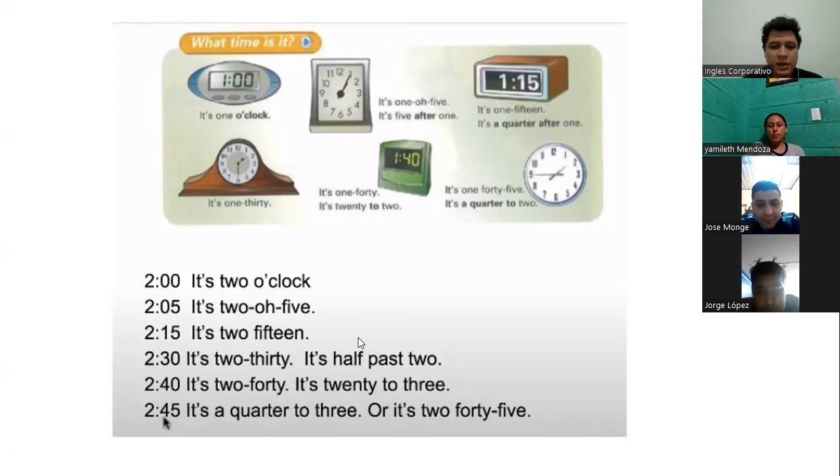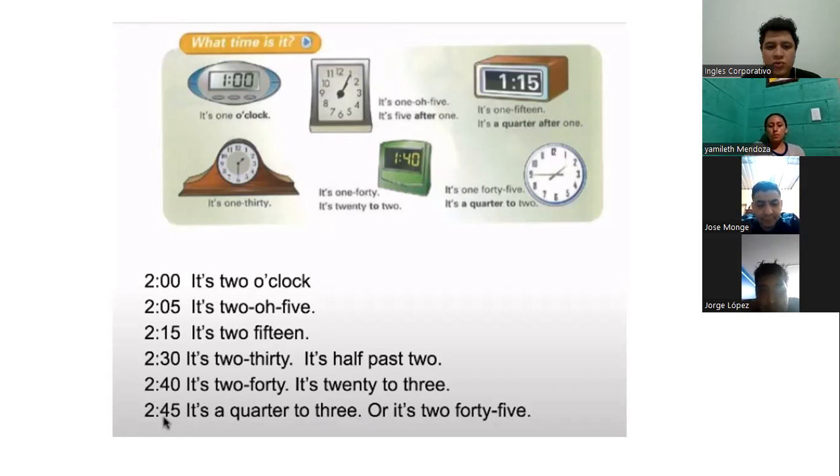Half es como la mitad, right? Es como las 2 y media, right? Half past 2. Now this one. It's 2:40. 2 y 40, right? It's 2:40. It's 20 to 3, you see? Now we have this one. It's a quarter to 3. You see, it's un cuarto para las 3. It's a quarter to 3. Or it's 2:45. Son las 2:45.